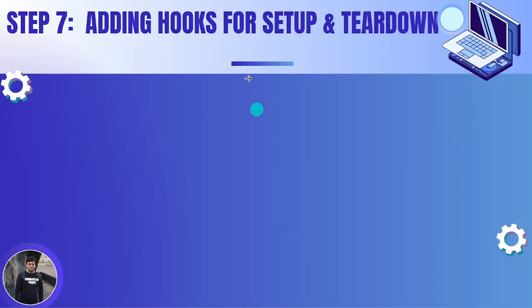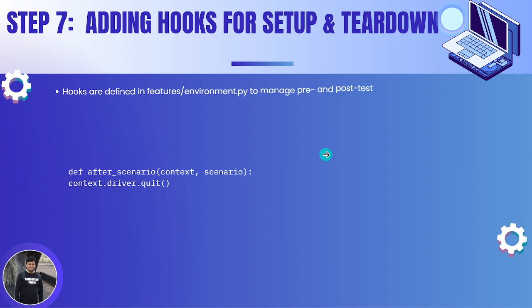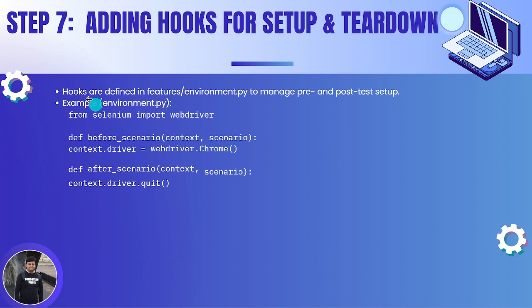Next is adding hooks for setup and teardown. In the same way, you can write here also. Hooks are defined in features environment.py to manage pre and post test setup. For that, you can use Selenium import webdriver and then context.driver. This is for the before scenario, and this is the after scenario. These are the two methods we can create. In before scenario, you can initialize your Chrome driver, and in after scenario, you can use driver.quit. You can close the driver.